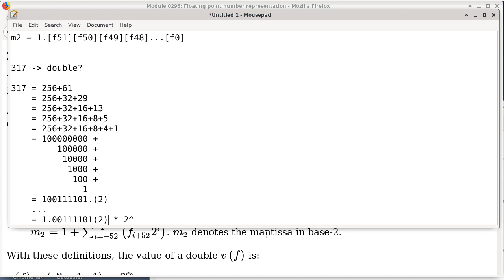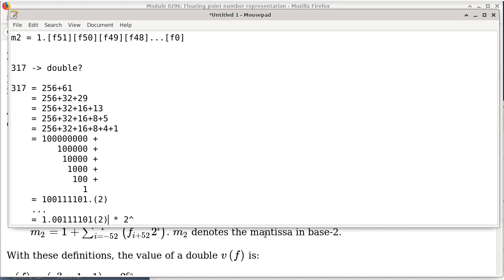Every time, yeah, go ahead. 8, very good. Well, I don't really know because I have to check. So we have to count. 1, 2, 3, 4, 5, 6, 7, 8. So we have to shift the binary point exactly 8 times to come to 1.00 blah blah blah, which is the normalized mantissa that we want.